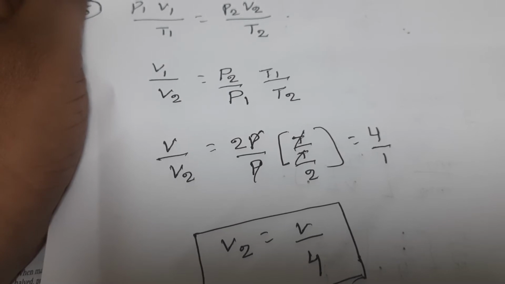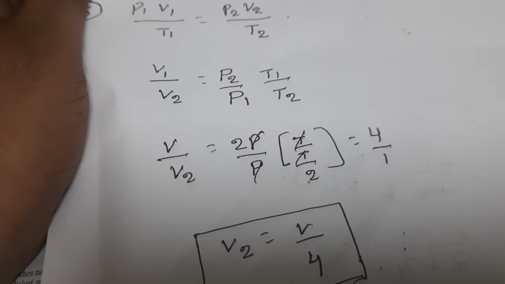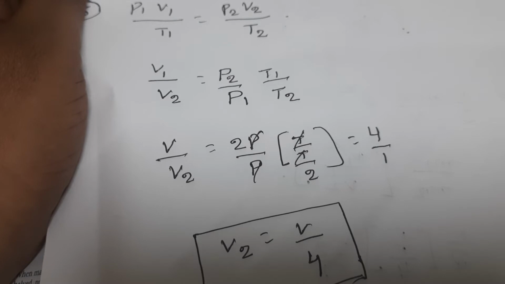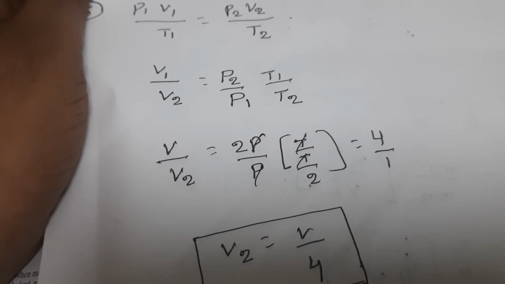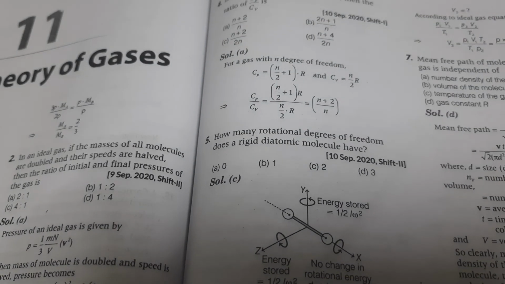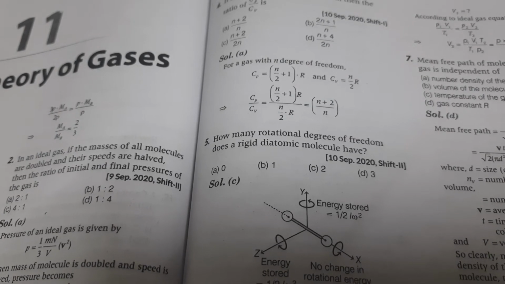Instead of V1, we are writing V, as given in the problem. Finally, V2 equals how much? 1 by 4 times of that V. So V is reduced to 1/4 of that one. Then we can go through the next question.